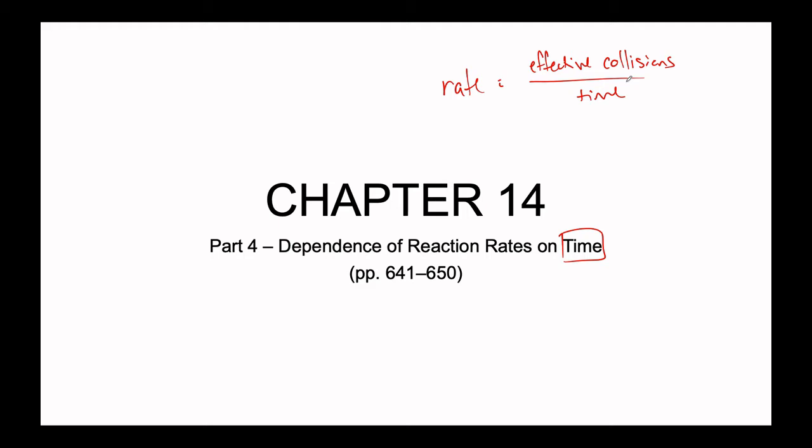However, there's something else that we need to consider, which is that as time passes, as time increases, we also have a greater chance of a number of effective collisions, right? As time passes, the number of collisions is also increasing. So chapter 14, part 4 here is going to be all focused on how time is going to allow a greater number of effective collisions, which at the end of the day is going to give us a slightly more complicated relationship with our reaction rate compared to the previous variables that we've talked about.